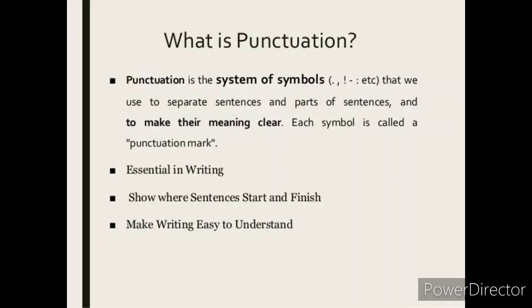So these comma, full stop, exclamatory mark, hyphen, semicolon, apostrophe, these are all the symbols which are known as punctuation marks. It is essential in writing, to show where sentences start and where they end, and to make the writing easy to understand. I'll repeat, children. Punctuation is the system of symbols that we use to separate sentences and parts of sentences and make their meaning clear. Each symbol is called a punctuation mark.